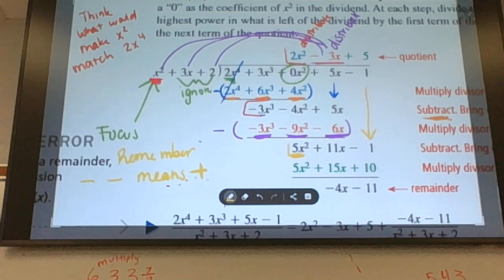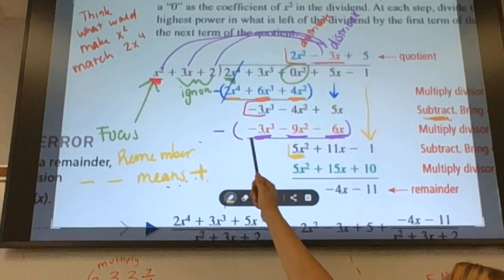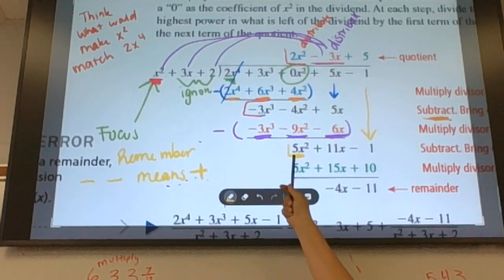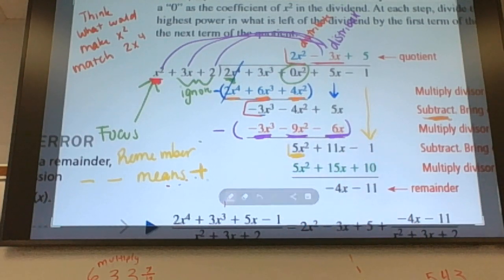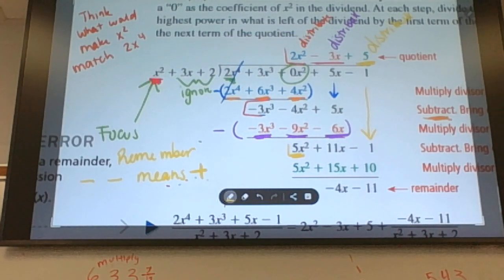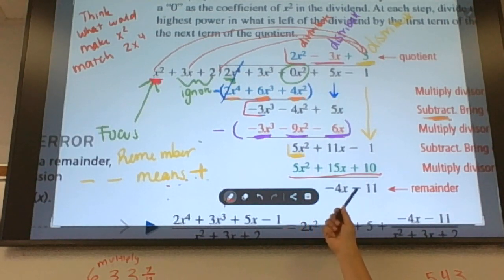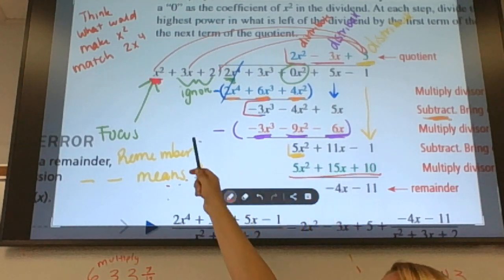Wrote down the 1. You think you start the whole process over. x squared into 5x squared. What do I multiply x squared by to make it look like 5x squared? 5. So there's a 5 up top. And you distribute. And then we do it all over again. Line it up, subtract. Now, as soon as your x has a lower exponent than your divisor, you're done.